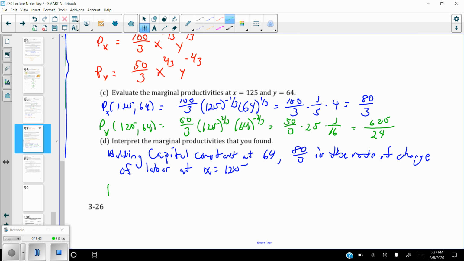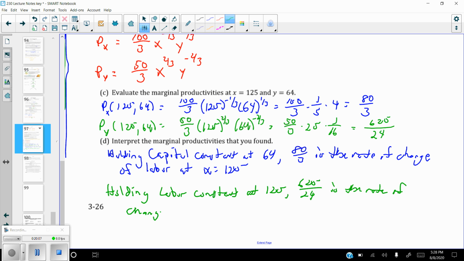And then exactly the same idea. This one will say holding labor constant at 125, 625 over 24 is the rate of change of capital at y equals 64. And there you go.